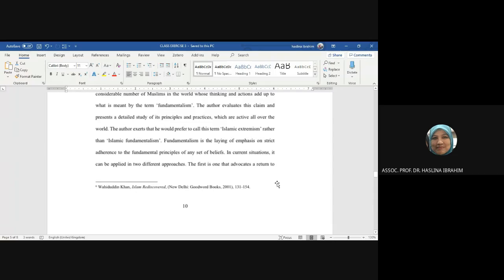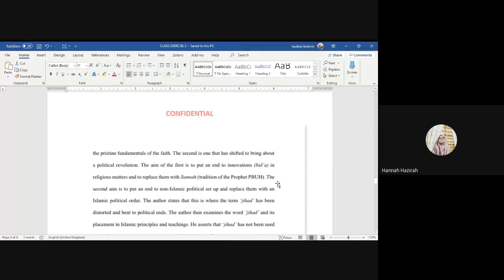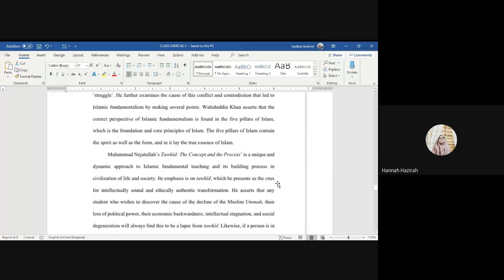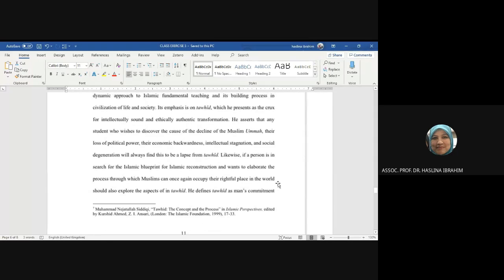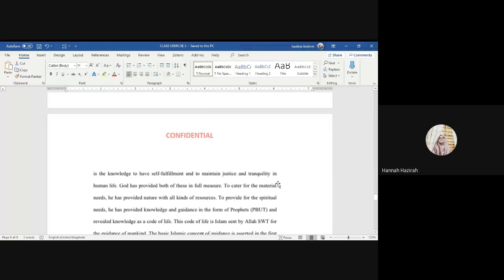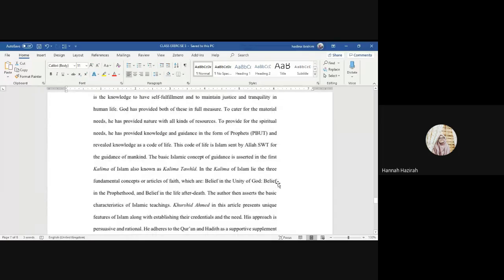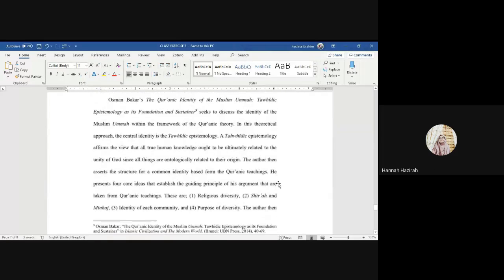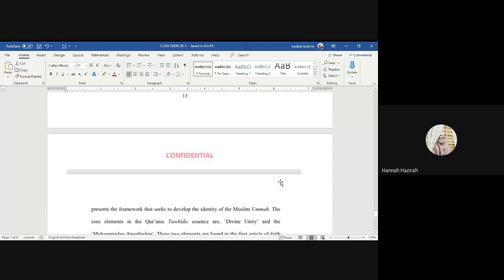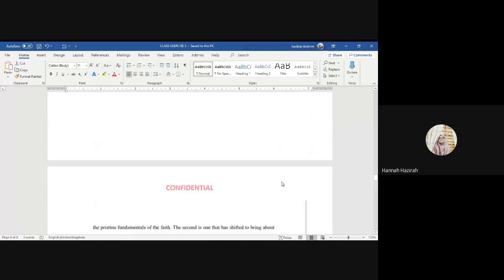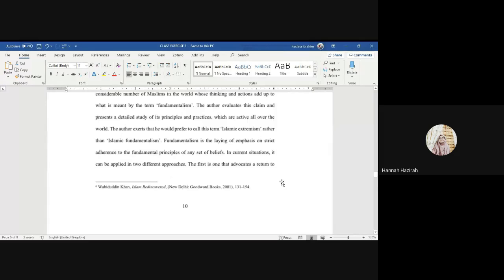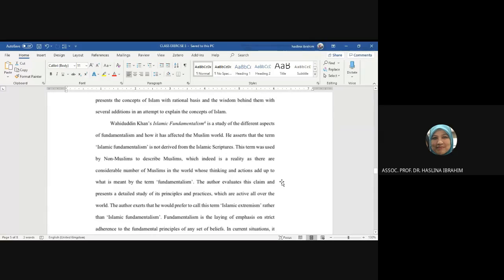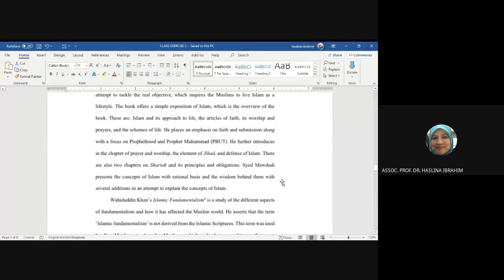defining fundamentalism. What kind of Islamic fundamentalism? Yeah, did you find the literature? Page 10, madam. Which one? Who was the author? Wahidudin Khan is not Western. He's a Muslim. Oh, it's the Muslims.